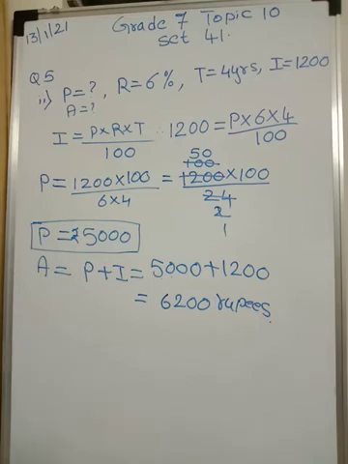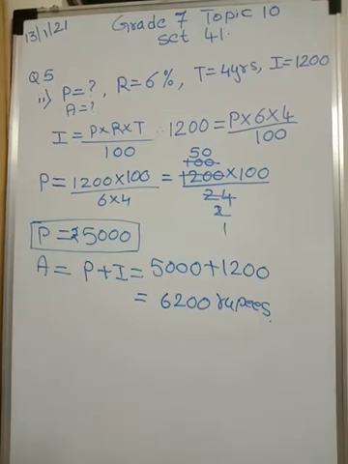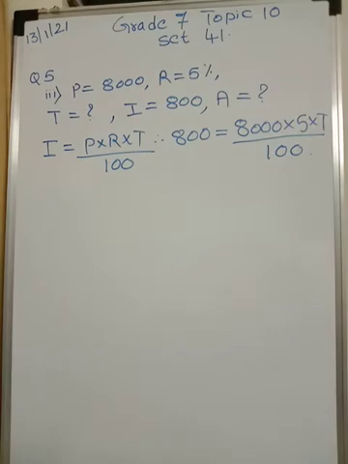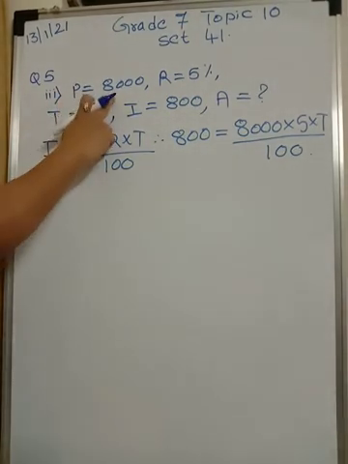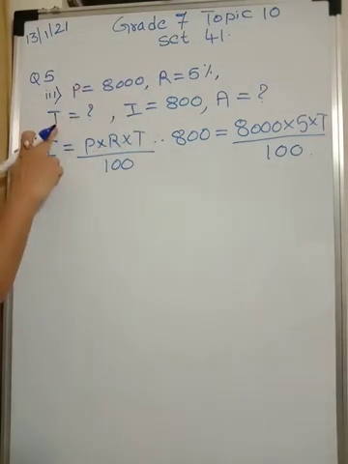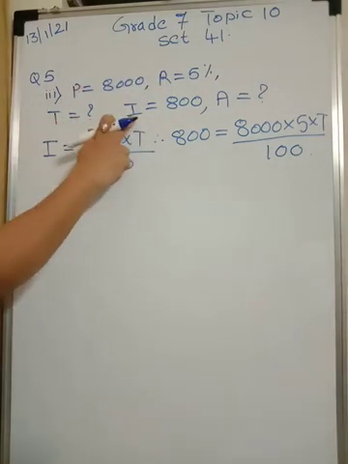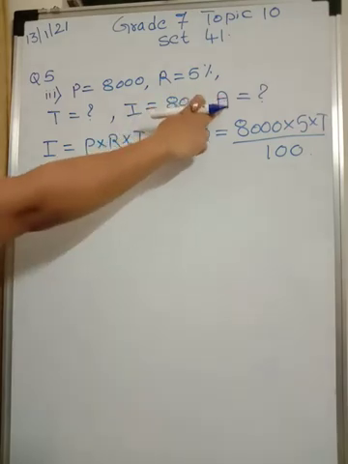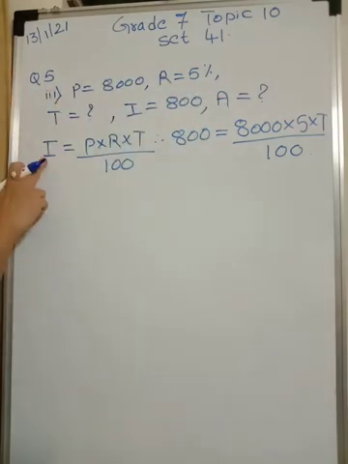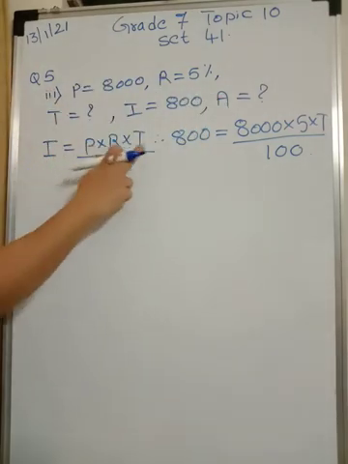We'll go for the third one. Now look at the third problem. Principal is 8000, rate is 5%. T means time in years, we have to find out. I is 800. Amount we have to find out. Again start with the interest formula, P into R into T upon 100.